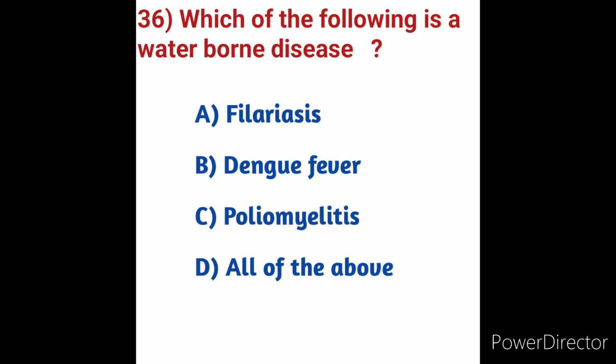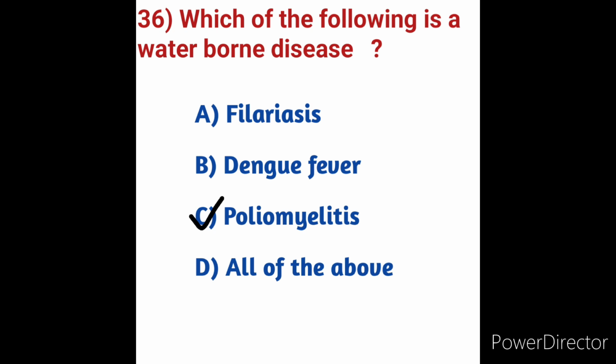What are waterborne diseases? Illnesses caused by microorganisms in untreated or contaminated water. This is called waterborne disease. Waterborne diseases include diarrhea, giardiasis, dysentery, typhoid fever, E. coli infection and salmonellosis. These all are waterborne diseases. So here in these options, option C, poliomyelitis, is not one of them, so option C, poliomyelitis, is the correct answer.